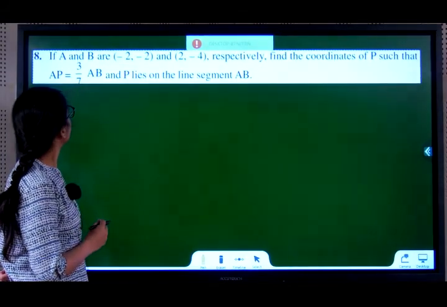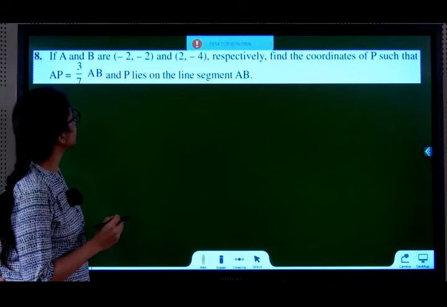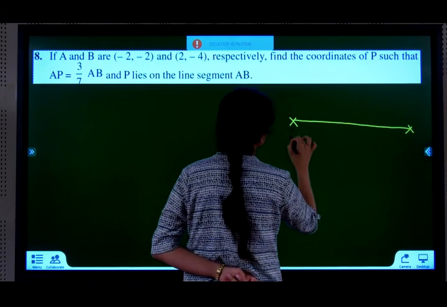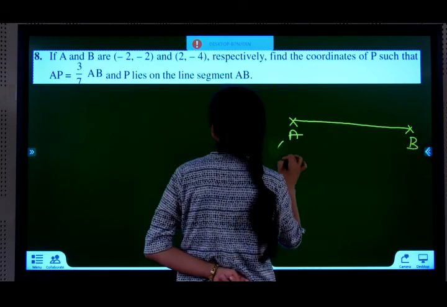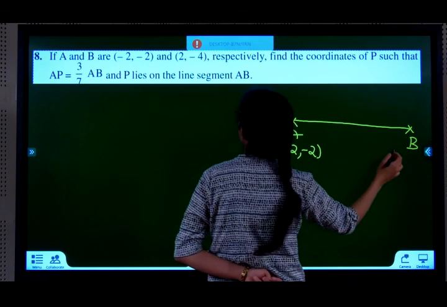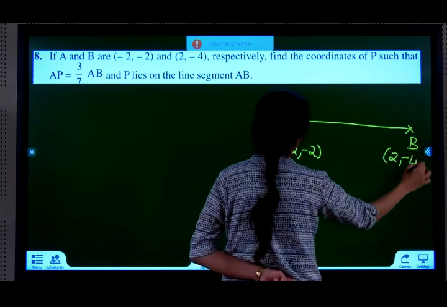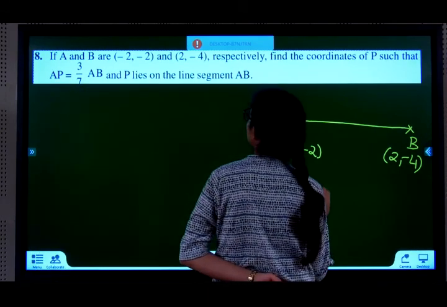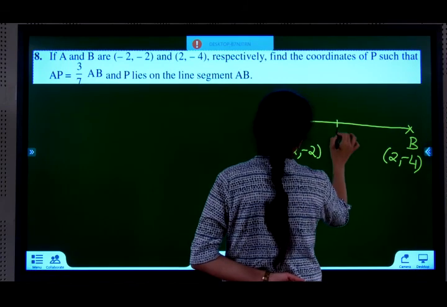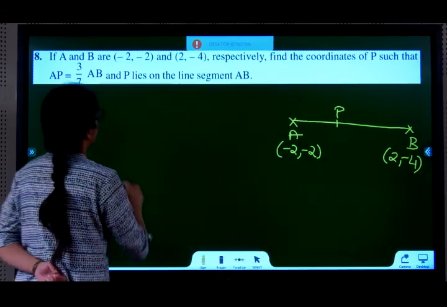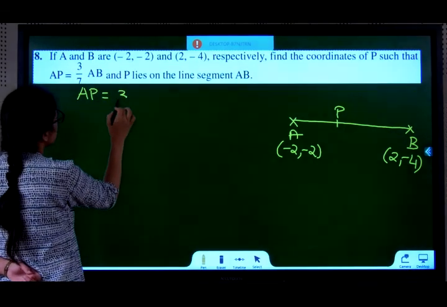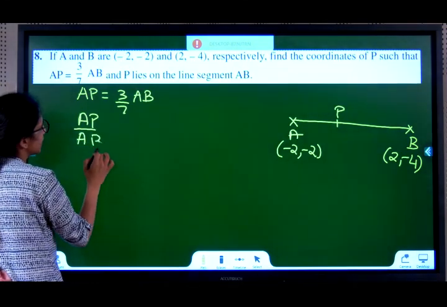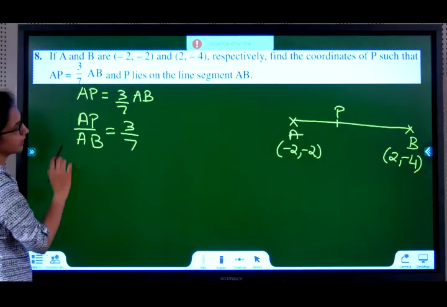Question 8. If A and B are (-2, -2) and (2, -4) respectively. So we have A and B here, where A is (-2, -2) and B is (2, -4). Find the coordinates of P such that AP is equal to 3/7 AB. AP is equal to 3/7 AB. That means AP by AB is equal to 3 by 7.